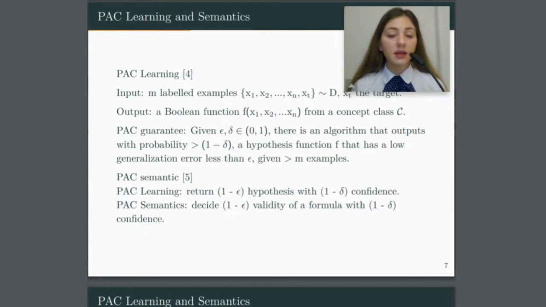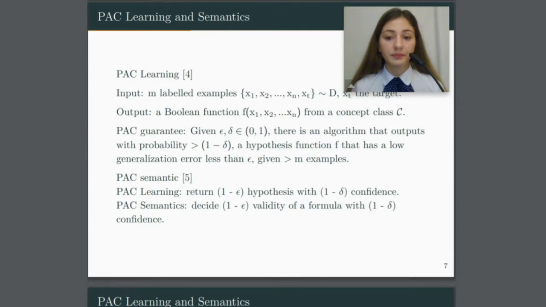Probably approximately correct, or PAC learning, is a machine learning framework where the classifier receives a finite set of examples, x1, x2, x3, ..., xn, drawn from a distribution, where xt is a target attribute. The classifier has to return a generalization function for those examples within a class of possible functions.